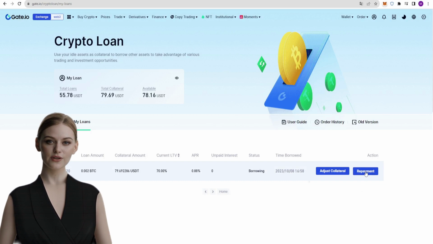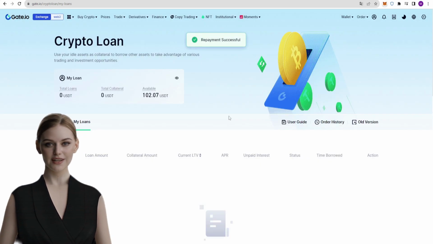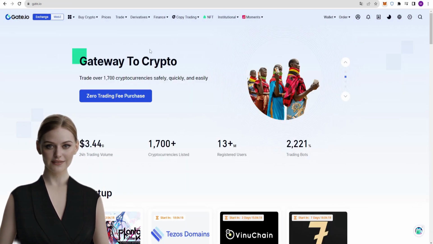If you want to repay your loan, you need to use the Repayment button. I'm clicking on All and then Confirm to repay my debt. All right, I've paid off my debt, that's it.